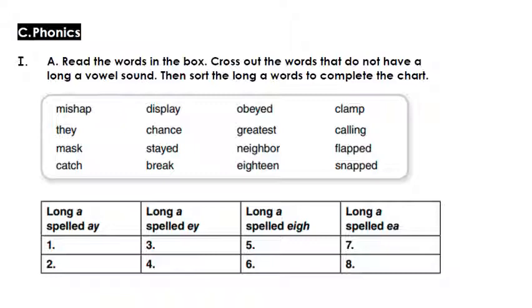Eight, it has the long A sound, so I keep it. Clamp, short, so I cross it out. Calling, short, I cross it out. Flapped, short, I cross it out. Snapped, short, I cross it out. So now I have to work on the long A sounds. The first word, long A sound spelled AY, is display. The second word that has long A sound spelled EY now is obeyed. Obeyed has EY. They also has a long A sound spelled EY.